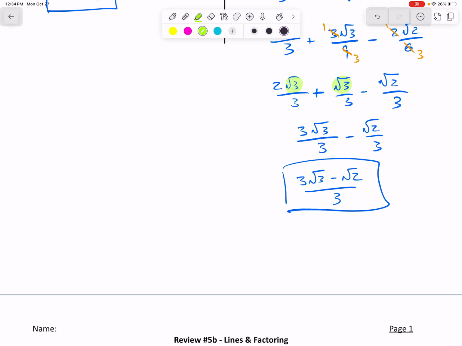These here, these are, can't combine different radicals. And root 3 is like 1.7, root 2 is like 1.4.